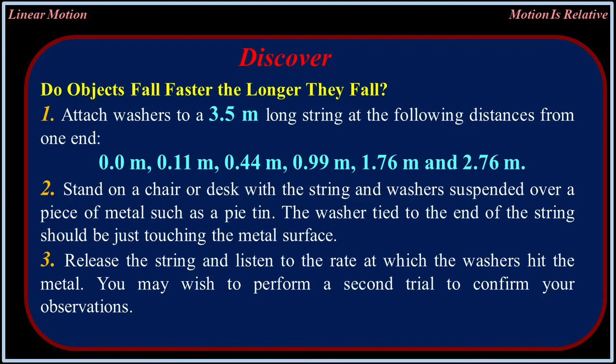Stand on a chair or desk with the string and washers suspended over a piece of metal, such as a pie tin. The washer tied to the end of the string should be touching the metal surface. Release the string and listen to the rate at which the washers hit the metal. You may wish to perform a second trial to confirm your observations.